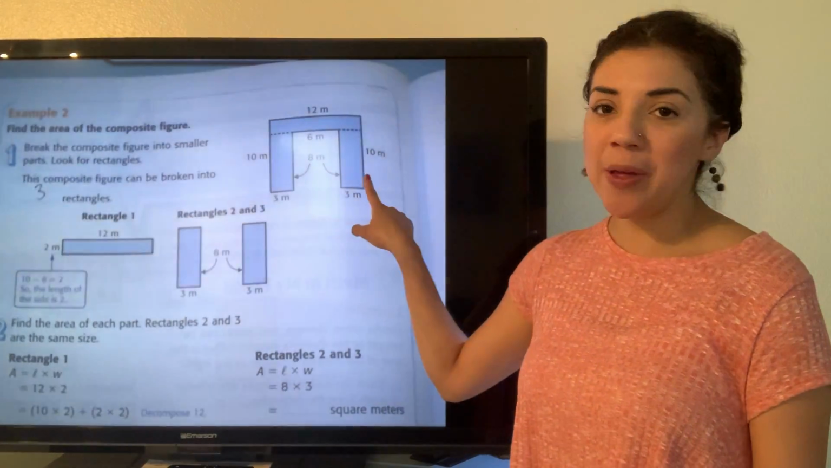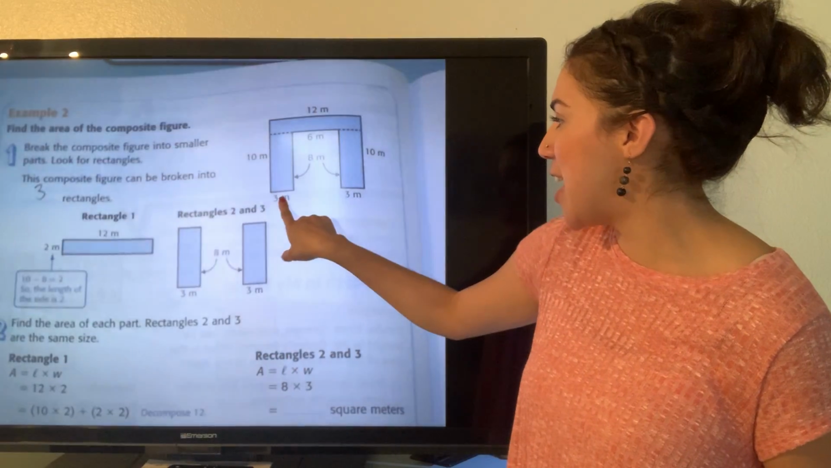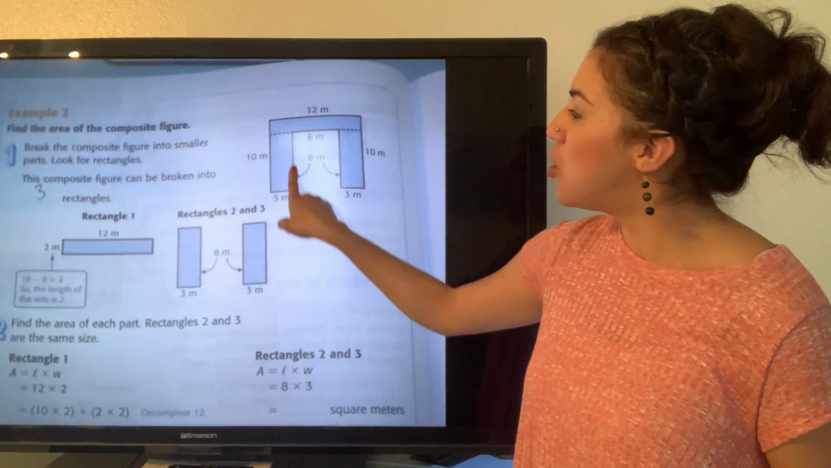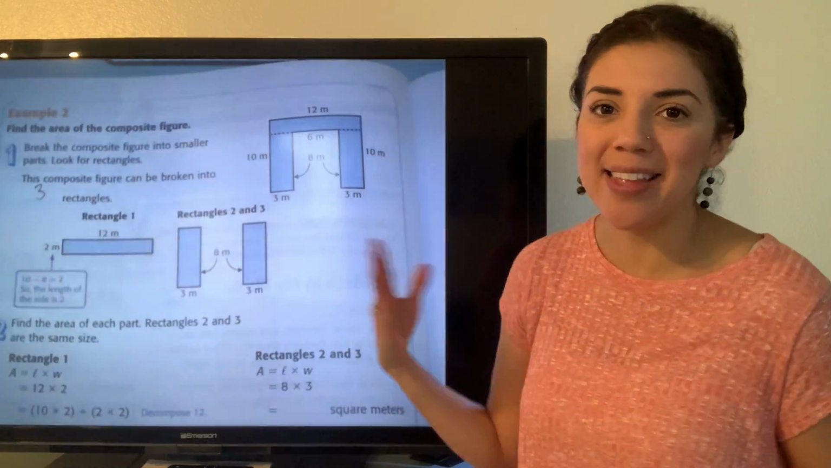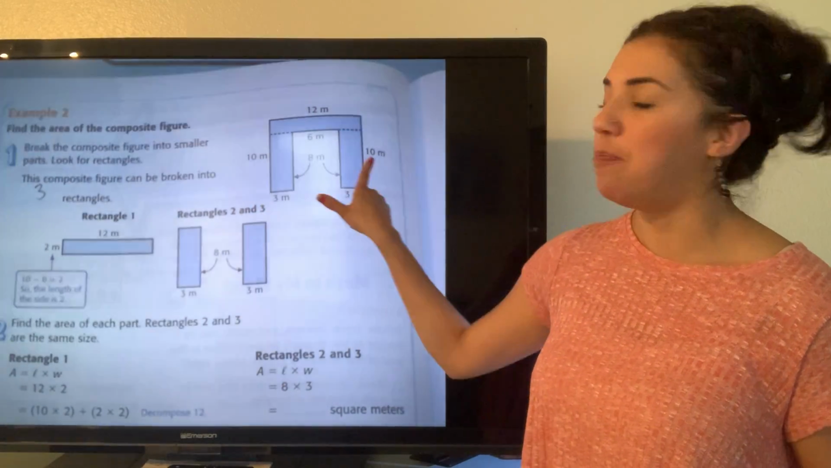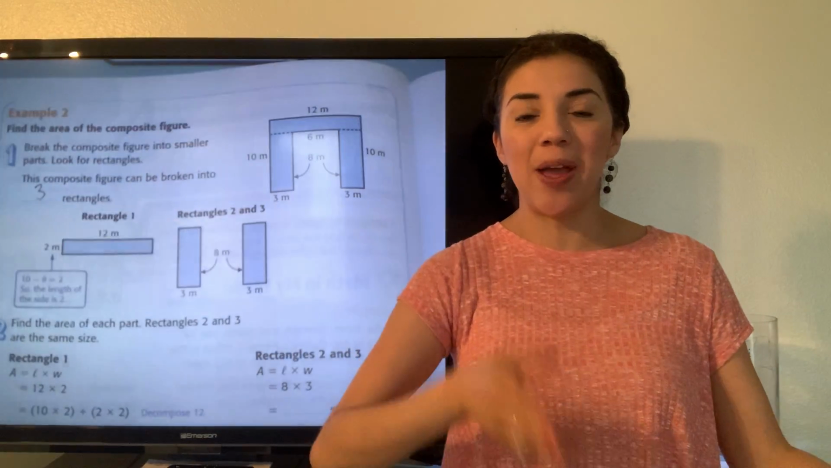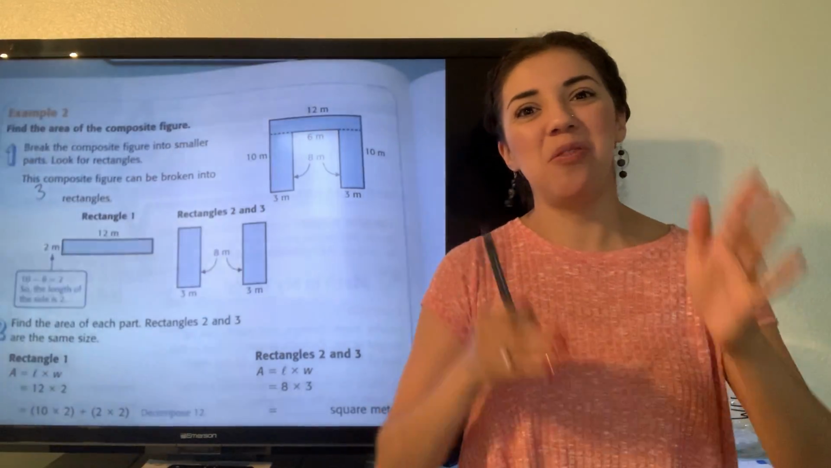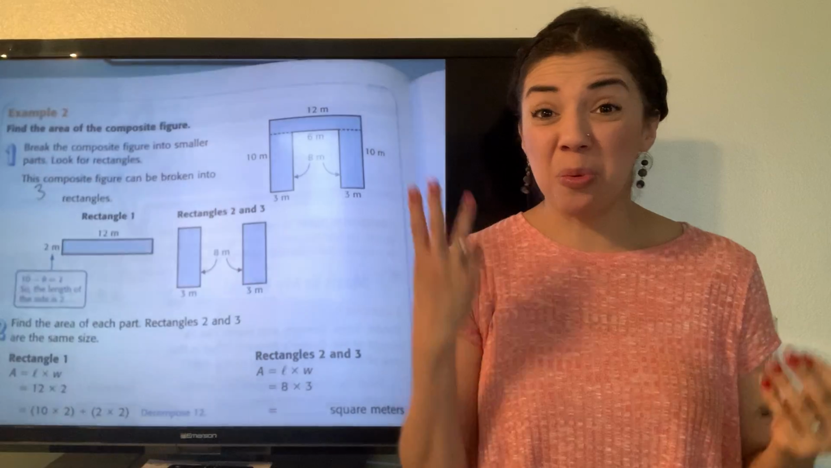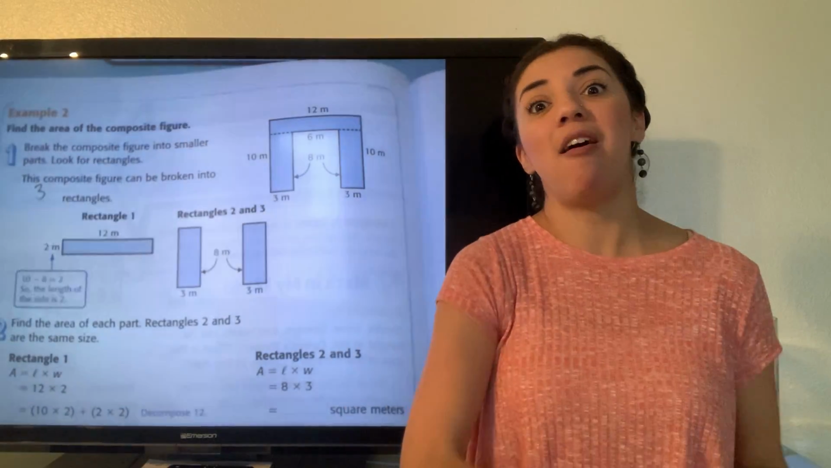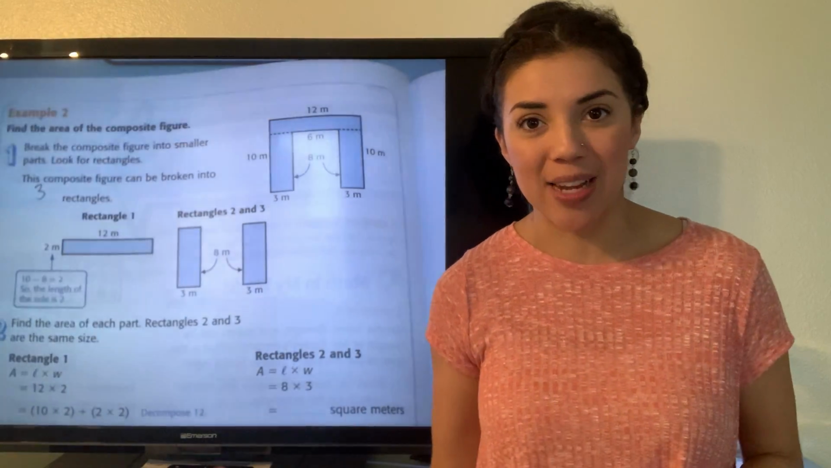Now rectangles 2 and 3 are pretty simple because they gave us the 3 and then they already told us that this part is 8. Okay, and that's the same for both of these rectangles. Okay, so now we have 3 rectangles. So in the last example, we had 2, and so we just added both of those numbers. But now we have 3 rectangles. So that means we're going to have to add all 3 areas of those rectangles.